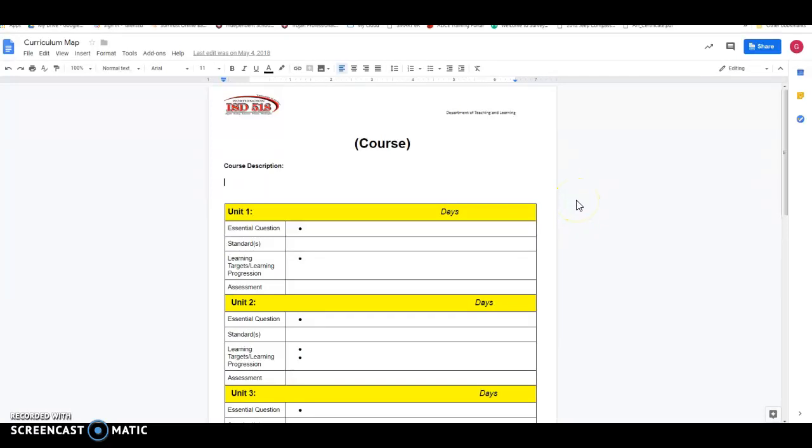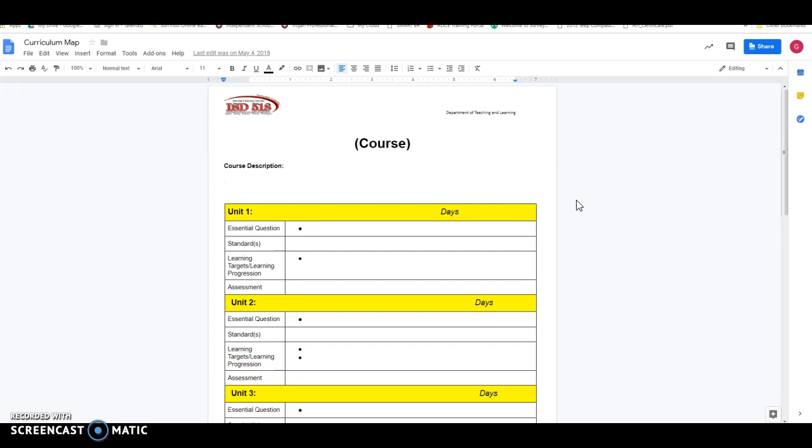In this section, we're going to take a closer look at developing a curriculum map for the course that you are working on this summer. What we're looking for in a curriculum map is basically just a roadmap for the course that we're going to be teaching. So everything in here is not designed to be a script.